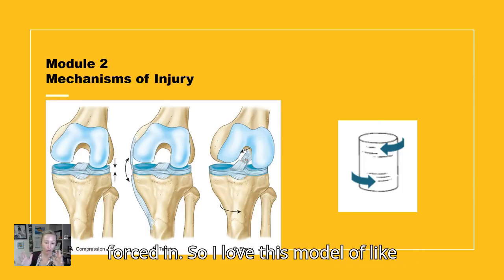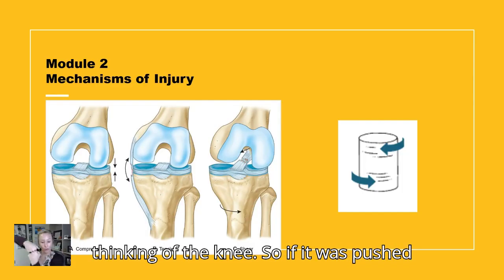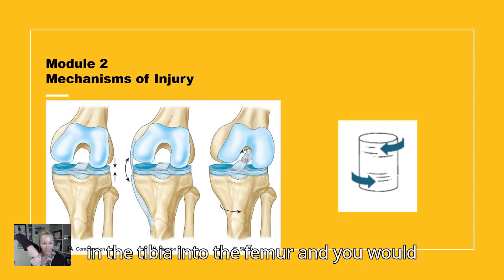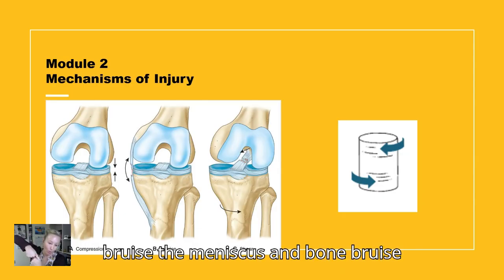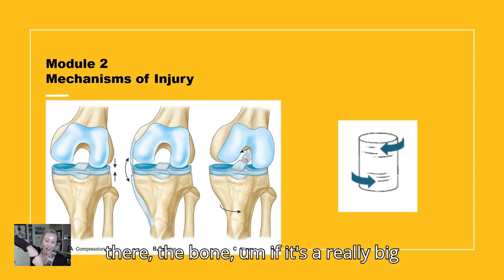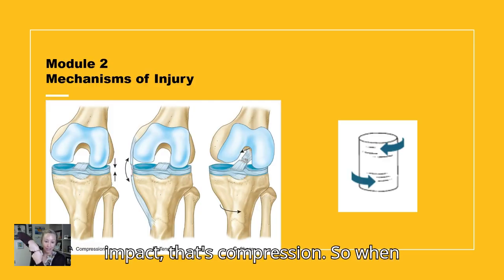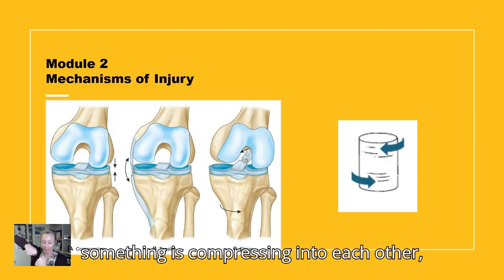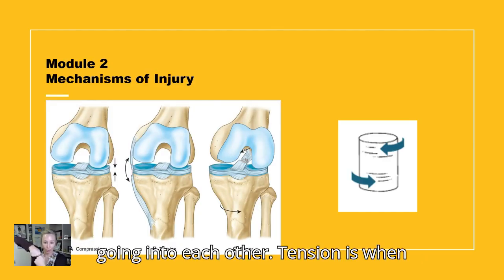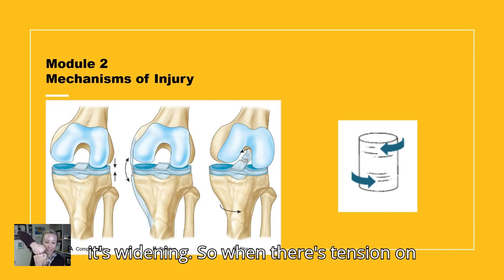So I love this model of thinking of the knee. If the tibia was pushed into the femur, you would bruise the meniscus and bone bruise there. If it's a really big impact, that's compression. So when something is compressing into each other, going into each other. Tension is when it's widening. So when there's tension on a structure.